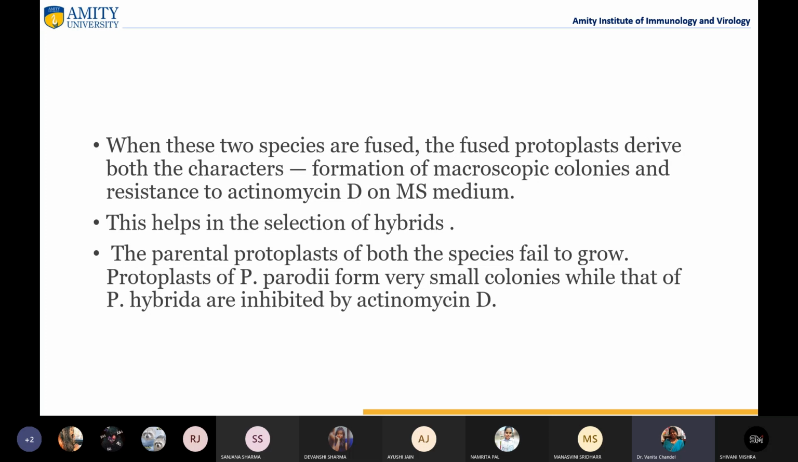Now the parental protoplasts of both the species will not grow, right? Because they do not have both characteristics, so they will not grow. The protoplast of Petunia parodii will form very small colonies, while that of Petunia hybrida is inhibited by the actinomycin D. So only those colonies will grow which have both of these characteristics, or which are the hybrid of both of the parents. So in this way, we'll be able to select.